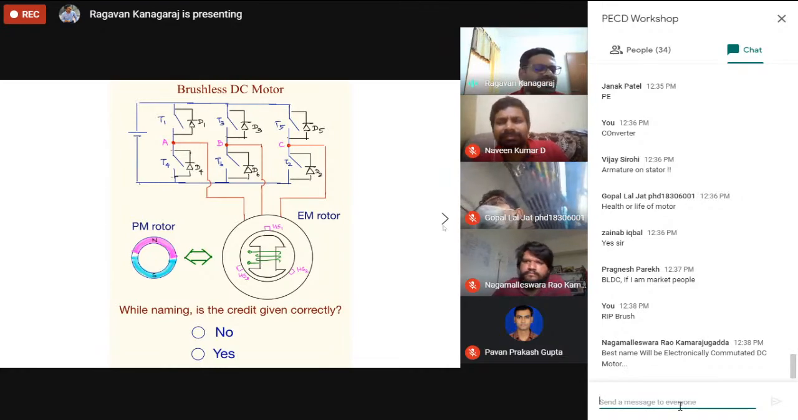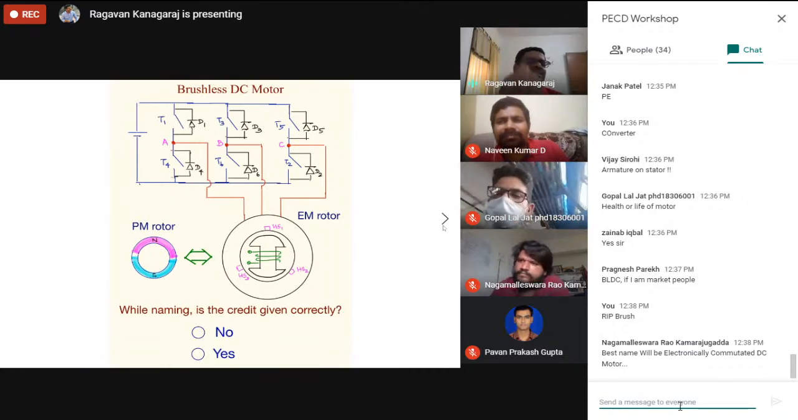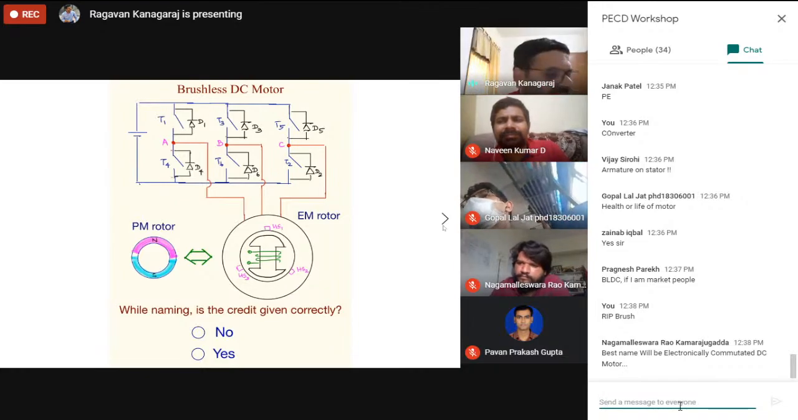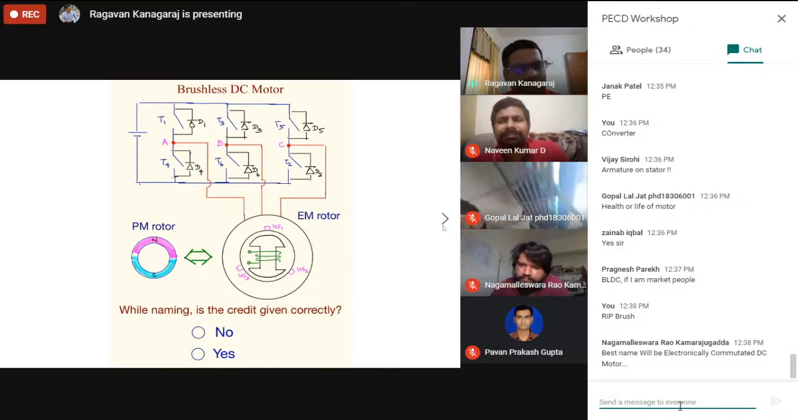If slip rings and brushes were a problem, then in all the power plants, whether thermal, hydropower, or nuclear, where we use synchronous generators, there would be a problem. In a synchronous generator, the field winding is in the rotor, and the supply to that is given via slip rings and brushes. If brushes were really a problem, they should not be there in the synchronous generators of thermal, hydro, or nuclear plants. There is absolutely no problem.